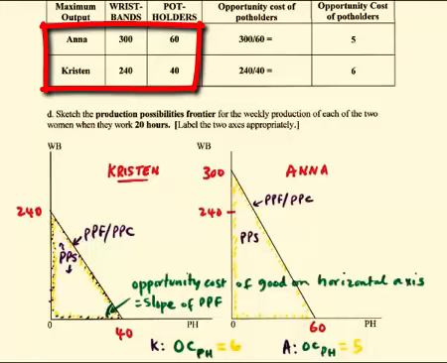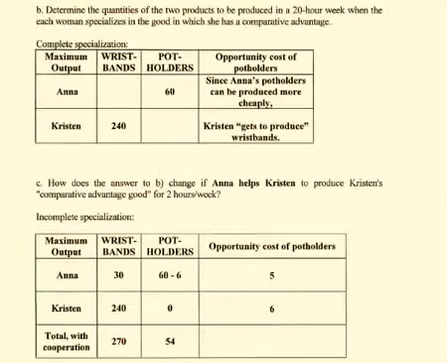Because Anna is absolutely faster at producing both wristbands and potholders, we find out that Kristen has the higher opportunity cost of producing potholders, which means she has a lower opportunity cost of producing wristbands. So Kristen should specialize in wristband production, and Anna will diversify her activities. She will produce all of the potholders for the group, but then she will take some of her time away from potholder production and produce wristbands. So Anna, if she is relatively better at doing both activities, will end up doing both activities.